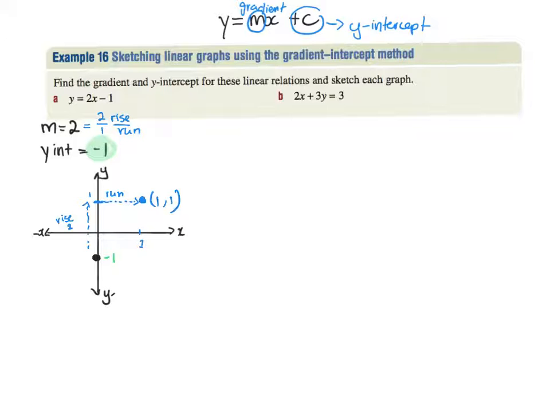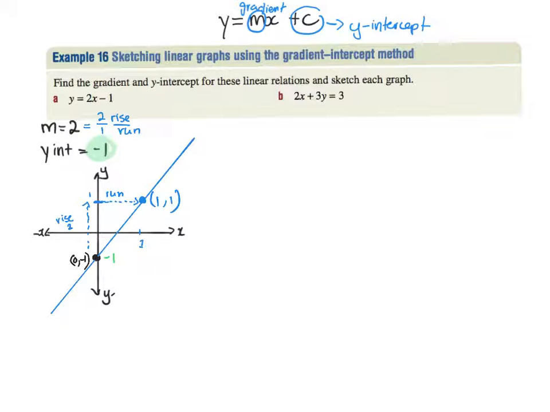And then what I do, I've got 2 points. Once I've got 2 points, line your ruler up and draw a line through it. I probably should also write the coordinates of this y-intercept. What would they be? What's the x value at the y-intercept? 0 and -1. Okay, so there's the first one done.